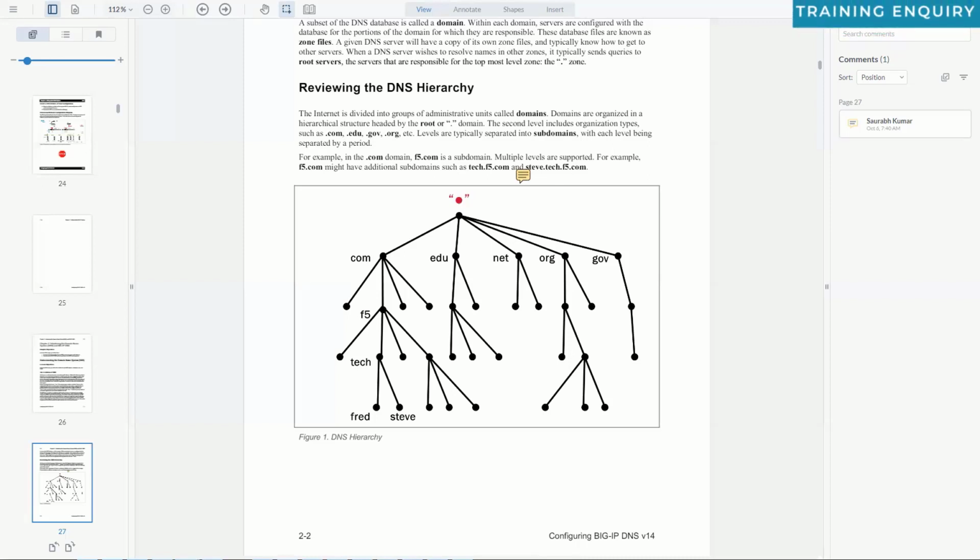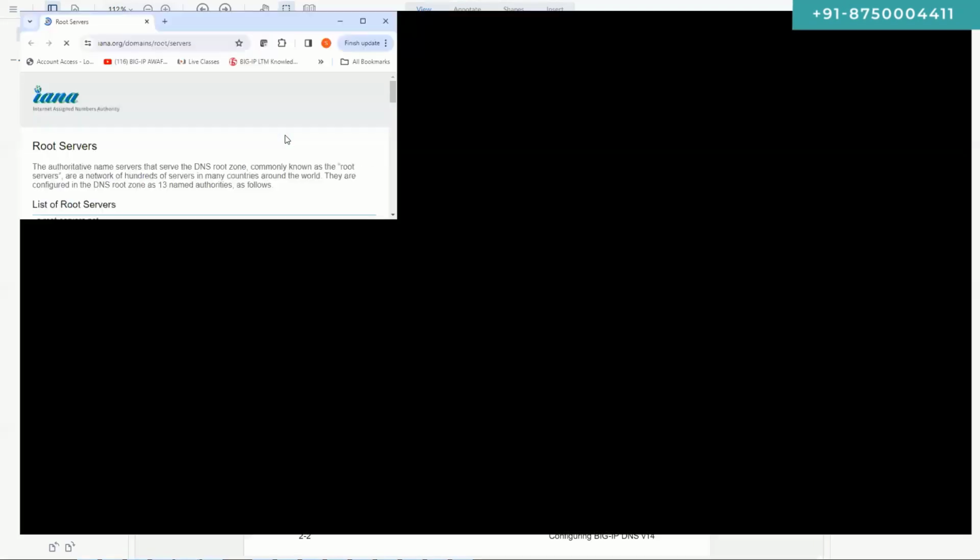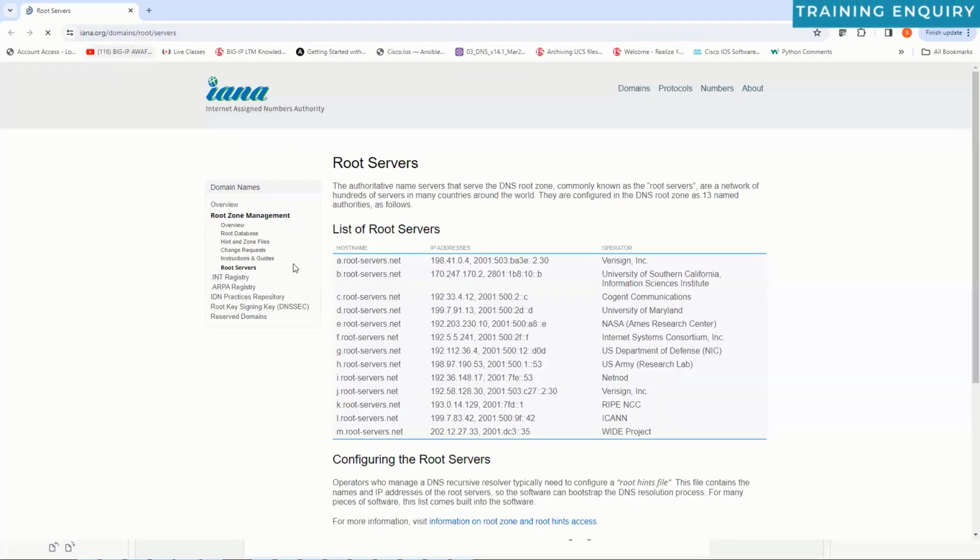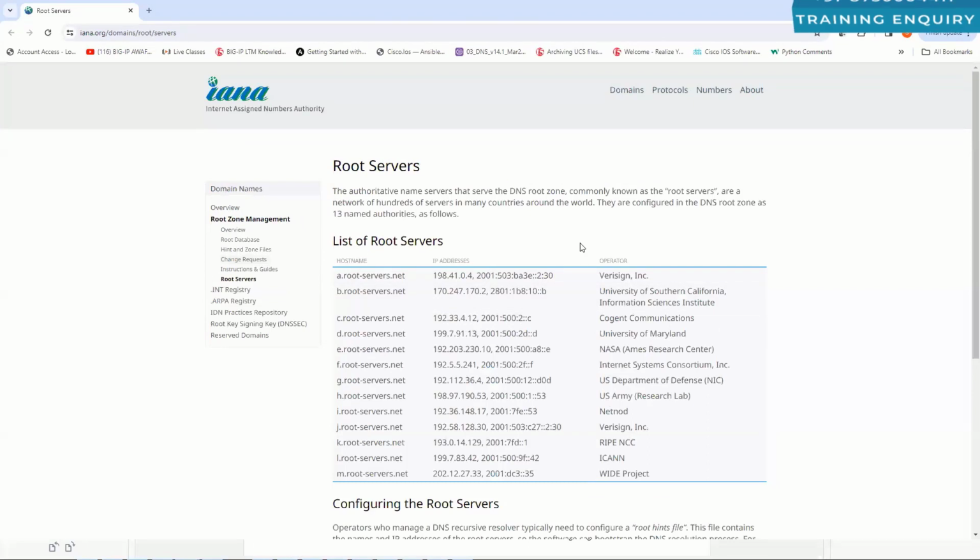Now, when we talk about the root domain servers, let me show you something here. Always remember that the root domain servers, if you look at the IANA, that's the IANA organization, would give you the list of all the root domain servers and who manages them. So these all are the root domain servers.